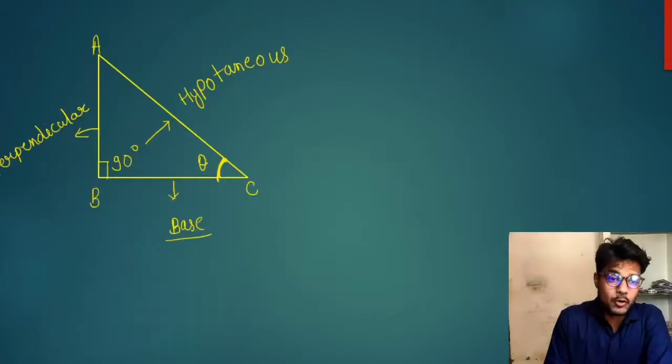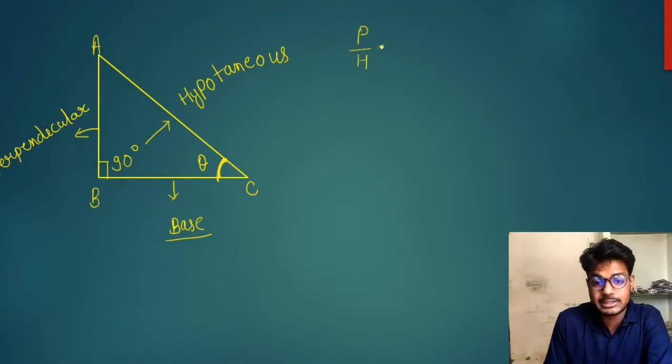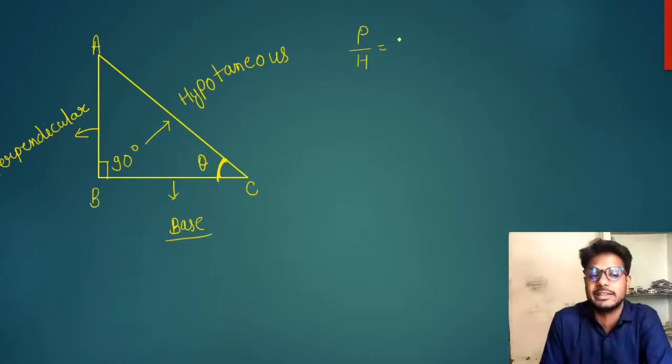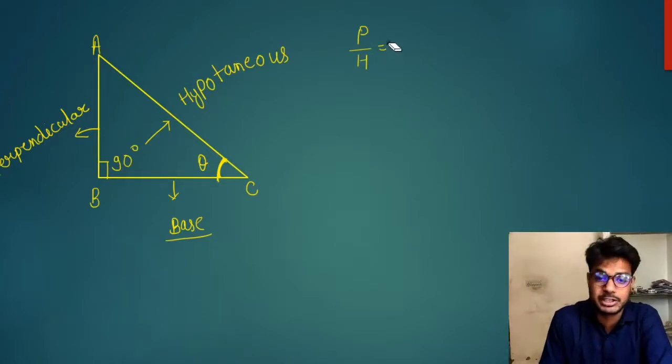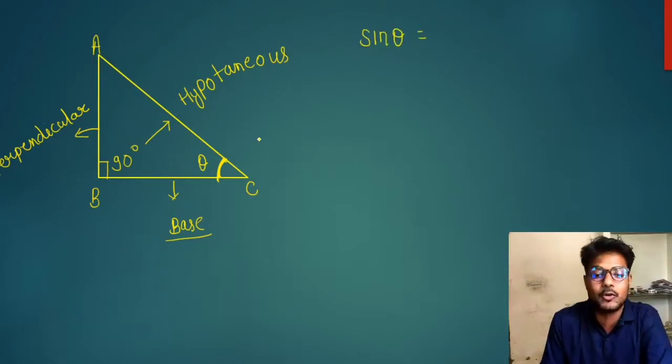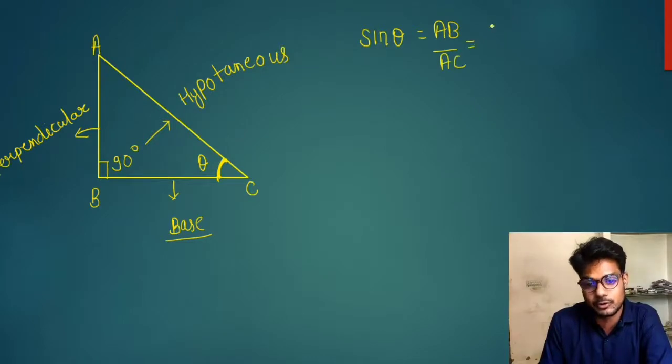So the ratio of side perpendicular and hypotenuse, it means side opposite to the theta and hypotenuse ratio is called sin theta. So what is called sin theta? First ratio is sin theta. That is the ratio of, for any angle theta, side opposite to the theta and hypotenuse, that is AB upon AC, and we can also write it as P upon H.